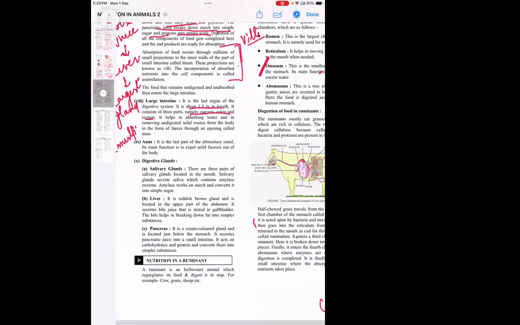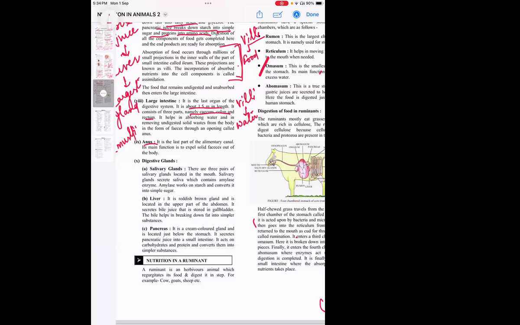So in the small intestine, they have the villi that absorb the food, whereas in the large intestine, they also have the villi, but what do they do? They absorb the water here. So that is the difference. Both places have villi. In the small intestine, they absorb the food, whereas in the large intestine, they absorb the water.